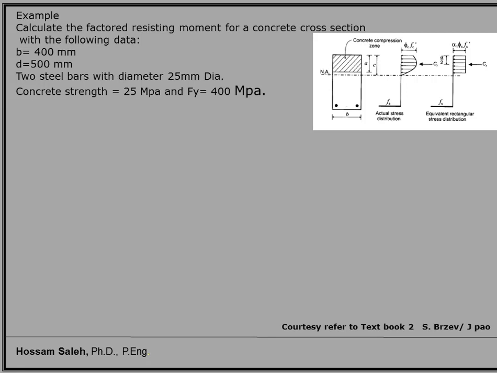So you can assume that there is an existing building, and through the surveying we found out that the width of this beam is 400 and the depth is 500, and by using the ultrasound devices with non-destructive tests we found out that this beam has two bars number 25, and by using the Schmidt hammer we found out that the concrete strength is 25 MPa and the Fy, the yield of the steel, is 400 MPa.